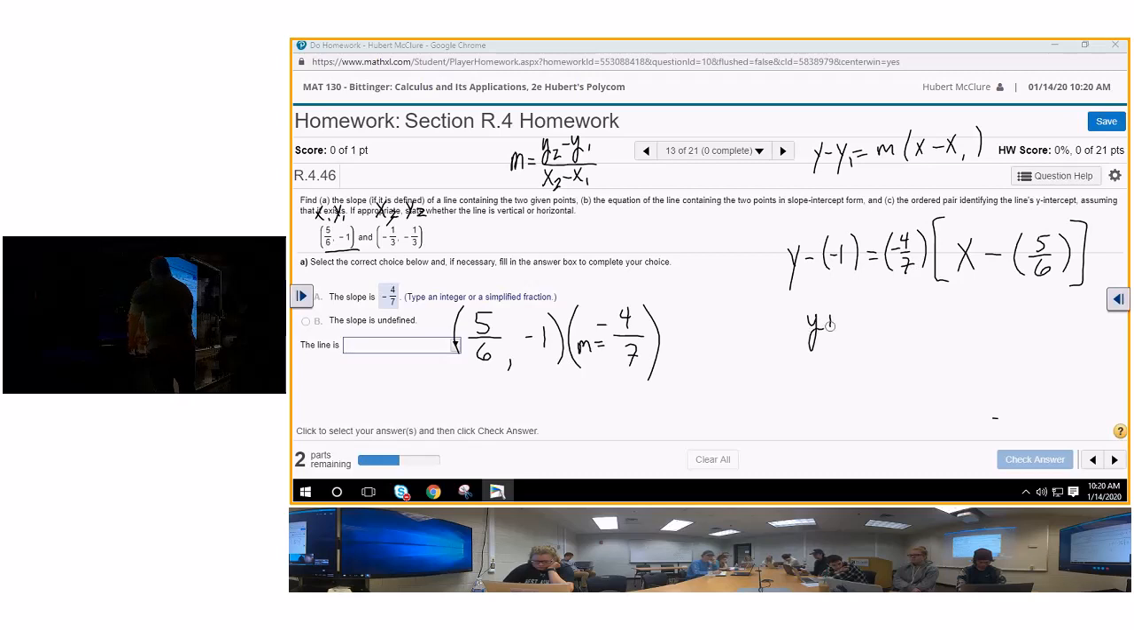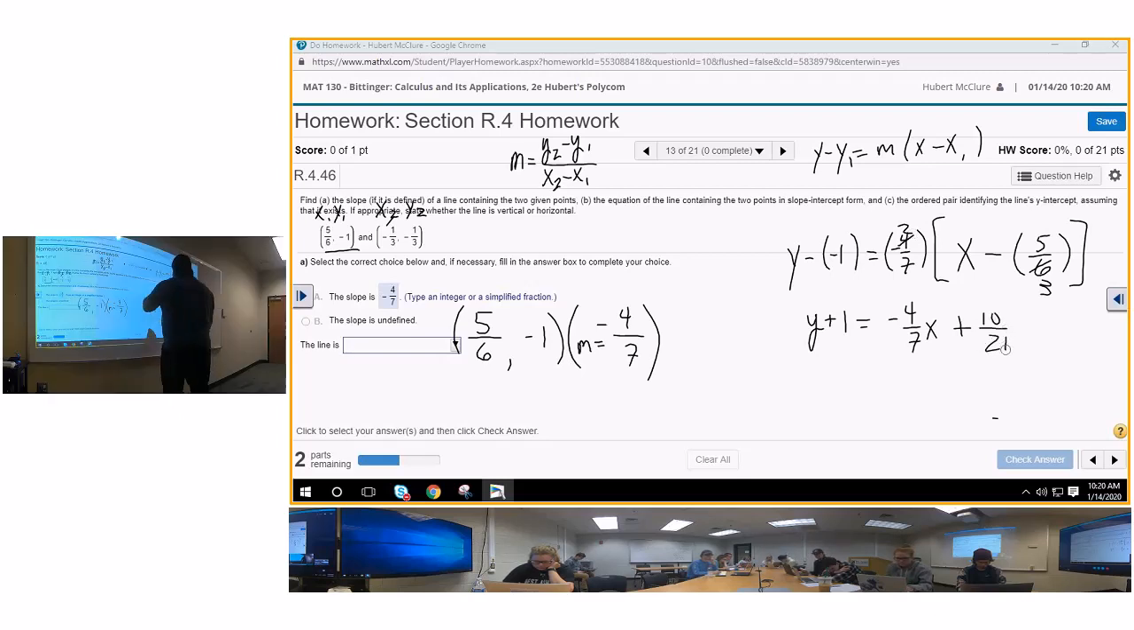Y plus 1 is equal to -4/7 times x minus 5/6, and that's going to be 20/42, which is 10/21. Somebody check me. No, is that right? 20/42. Yeah, okay, so that reduces down. I must have dropped something there. Somebody check me on that.